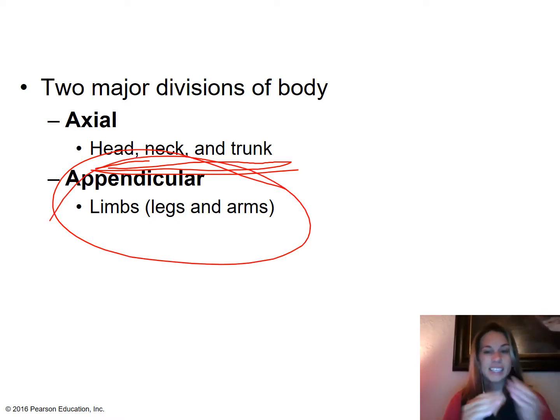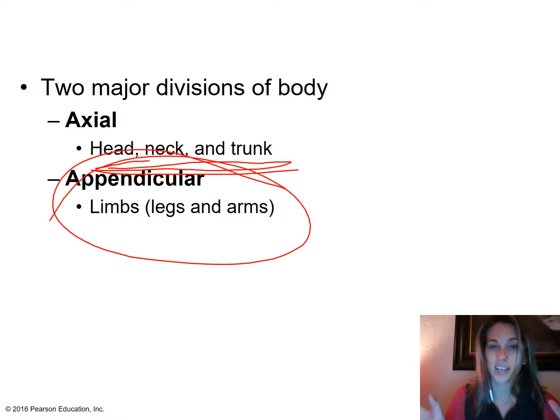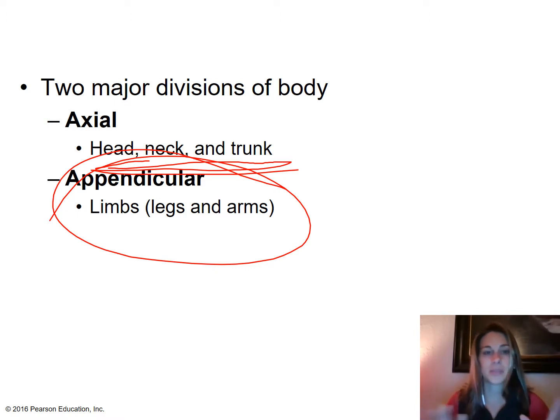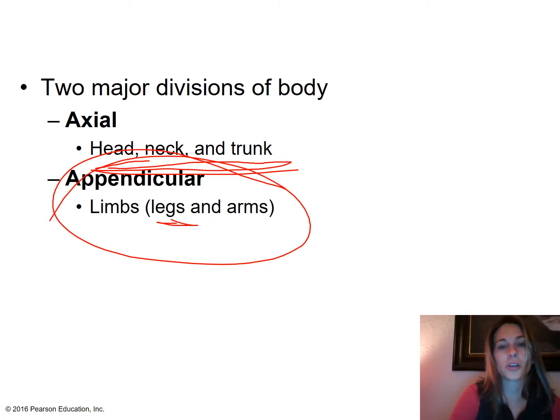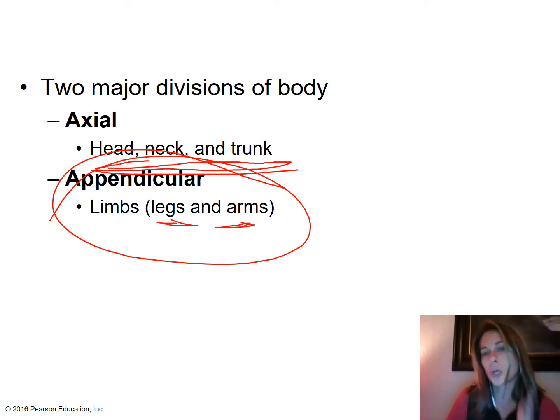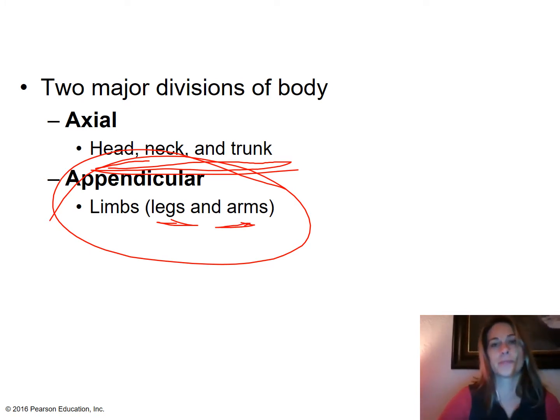Appendages is anything that kind of sticks out on the side. So your head, in a way, is an appendage, but it's not. It's really part of the axial body. Just think of appendages as your arms and legs. If you've got fingers on it, you've got toes on it, you've got an appendage.